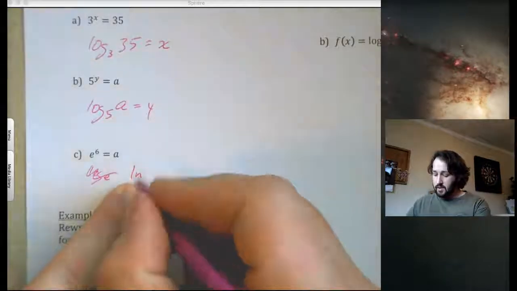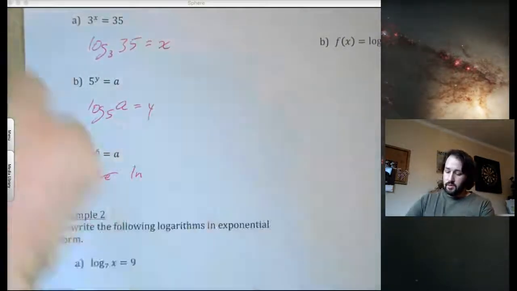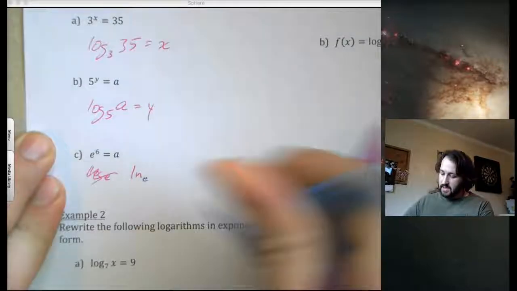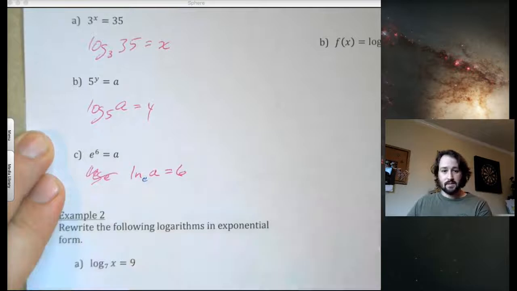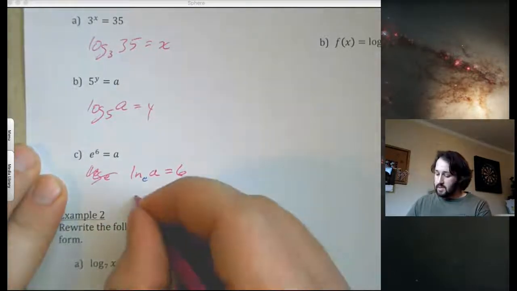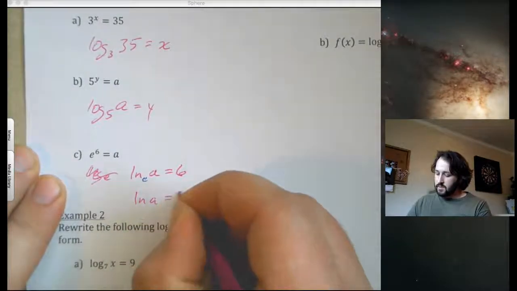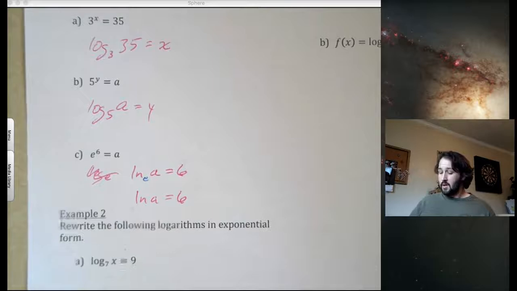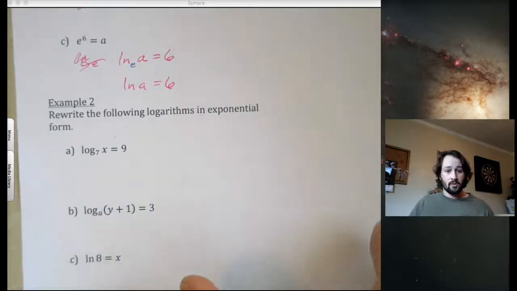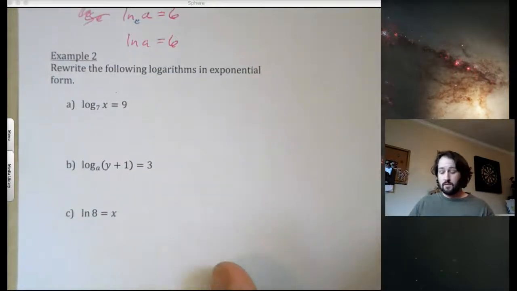So natural log, there's an understood base e right there, of a equals 6. So the way you'll see this written is ln of a equals 6. Natural log of a equals 6. That's how you write it in natural logs. All right. Now we're also going to go backwards, so rewrite the following logarithms in exponential form.